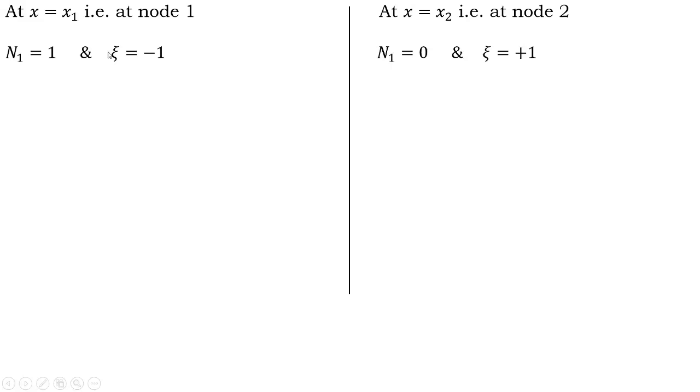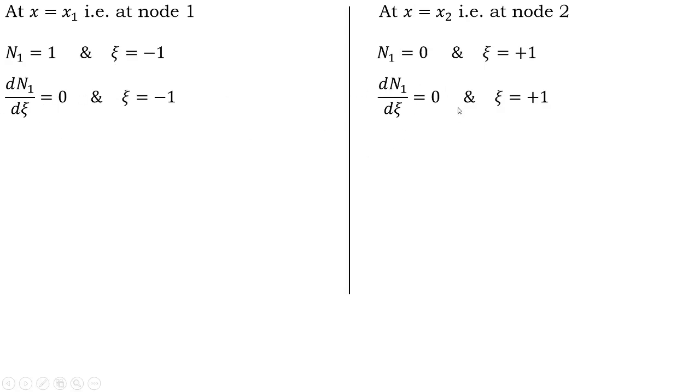Therefore I am substituting the value of zeta minus 1 at node number 1 and the value of zeta plus 1 at node number 2. This is one condition. Then similarly we need to put the value for the slope also. Therefore dn1 divided by d zeta is a slope. Now as we are doing the shape function n1 which is related to the vertical displacement, there is no question of slope, so automatically slope will become 0 at node number 1 as well as at node number 2.